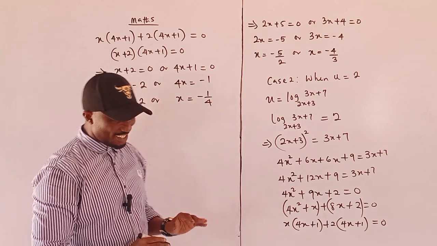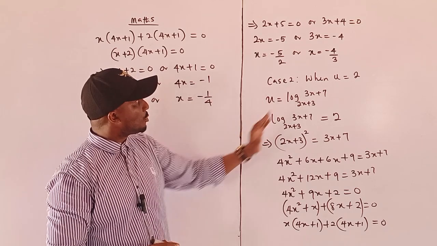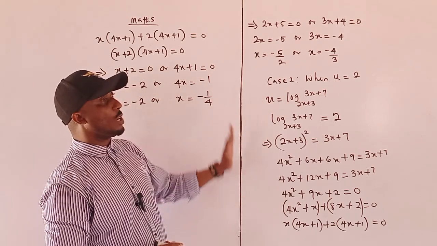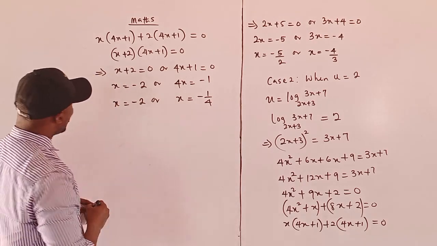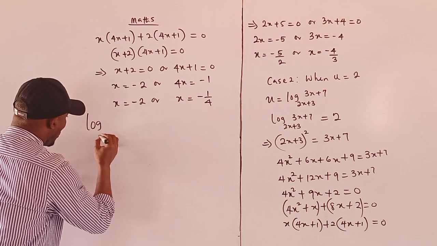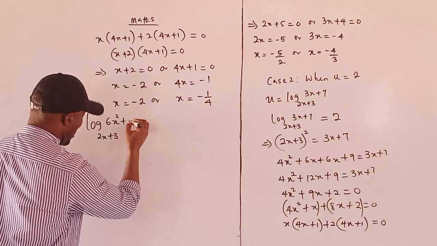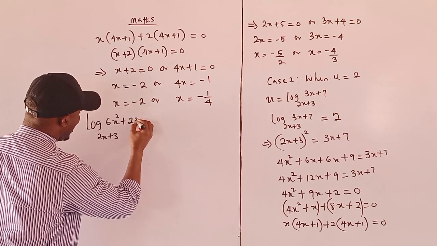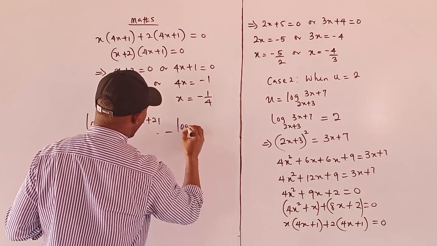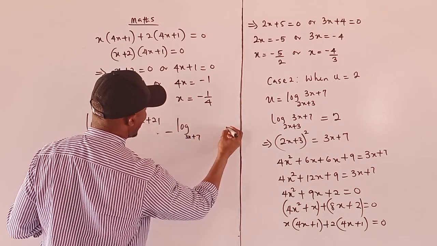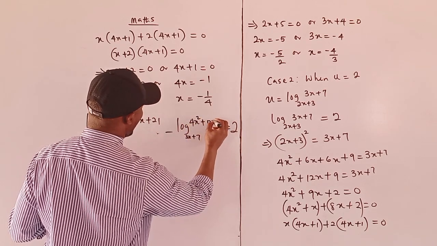We have four answers, something that is very uncommon. But we shall also test for extraneous solutions. It therefore means that I have to look for the domain of the main equation. So I will record that equation: log to the base 2x + 3 of the argument 6x² + 23x + 21, minus log to the base 3x + 7 of 4x² + 12x + 9, is equal to 2.